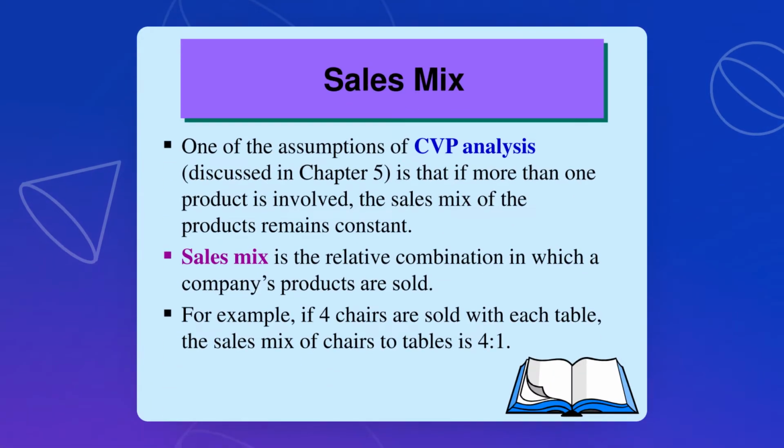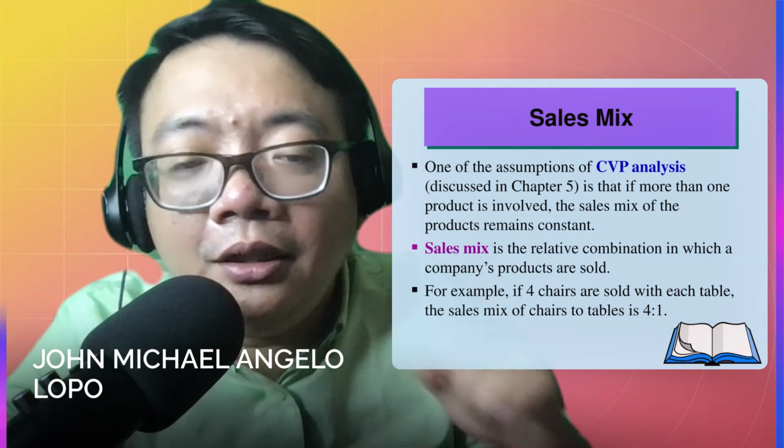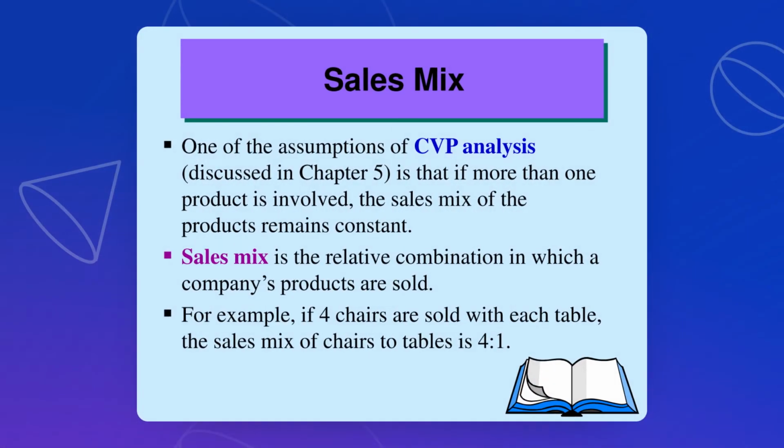Alright. So, class, what do you mean here by a sales mix? Sales mix is one of the assumptions of your CVP analysis, the cost, volume, profit analysis, right? Class, if you notice, in our CVP analysis you have only one product. But in terms of the sales mix, you have two or more products involved. That is why it is called sales mix. The sales mix of the products will remain constant.